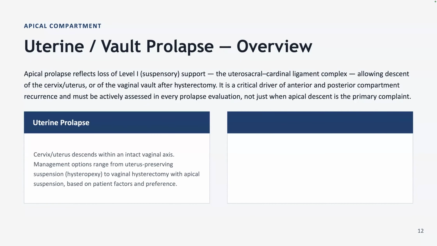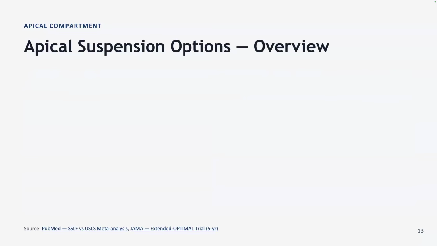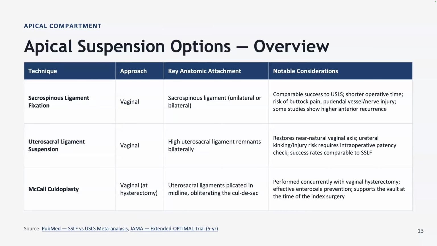So prolapse is a descent of the intact vaginal axis. Management options are uterus-preserving hysteropexy, or vaginal hysterectomy with apical suspension. But for vaginal vault prolapse, sacrocolpopexy is needed. Apical repair subsequent overview: what we can do, what the anatomic attachments are, and what the considerations are.